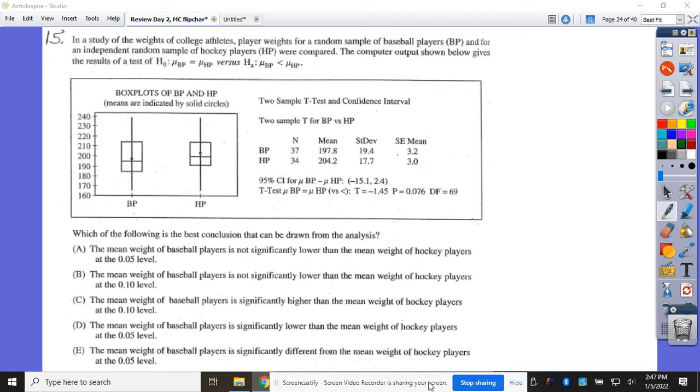So in a study of weights of athletes, the player weights of a random sample of baseball players and an independent random sample of hockey players were compared. The output shown are the results of the test. It is saying that we are testing whether the baseball mean is less than the mean of the hockey.